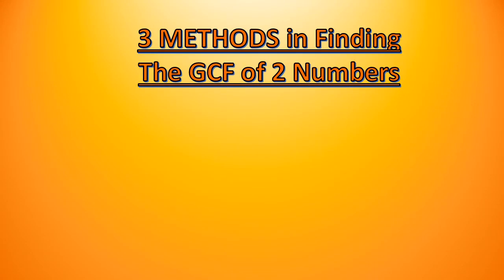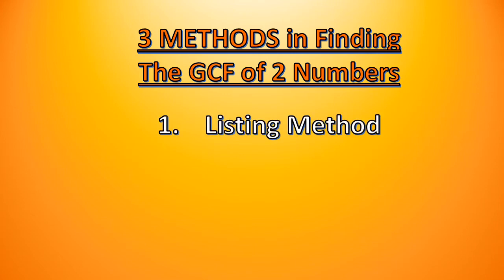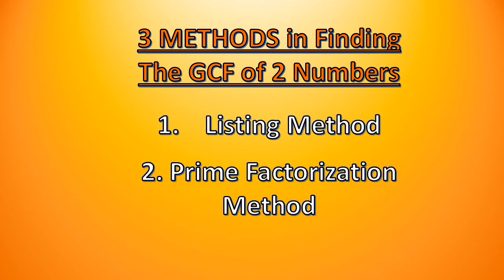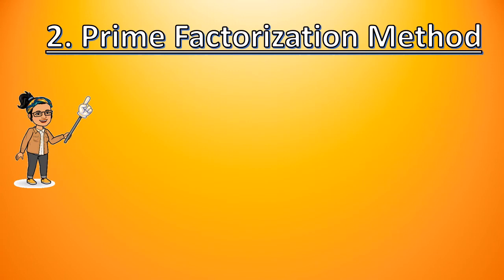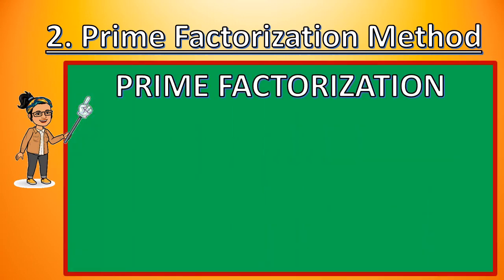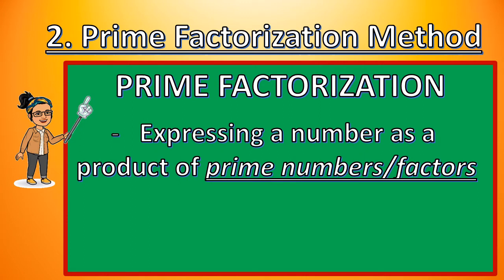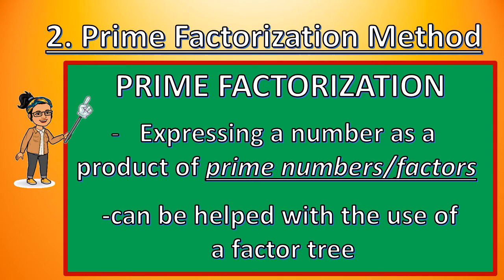There are three methods in finding the GCF of two numbers. First is the listing method. Second, the prime factorization method. And third is the continuous division method. To use prime factorization method, let's define prime factorization. When we say prime factorization, it means expressing a number as a product of prime numbers or factors. It can be helped with the use of a factor tree.